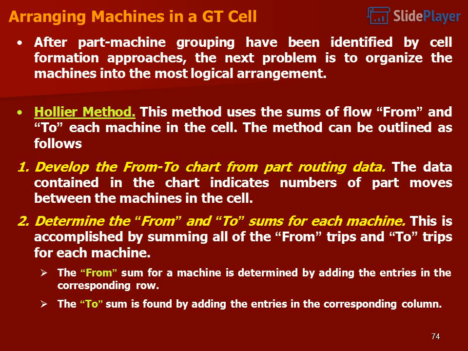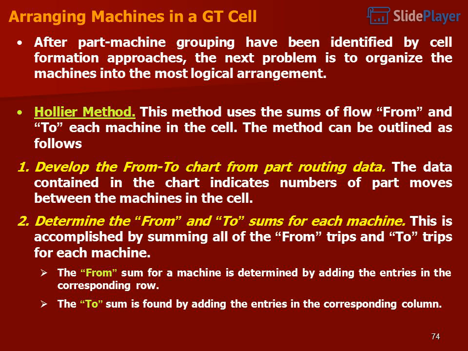After part machine groupings have been identified by cell formation approaches, the next problem is to organize the machines into the most logical arrangement. Hollier method. This method uses the sums of flow from and to each machine in the cell. The method can be outlined as follows. Develop the from-to chart from part routing data. The data contained in the chart indicates numbers of part moves between the machines in the cell.